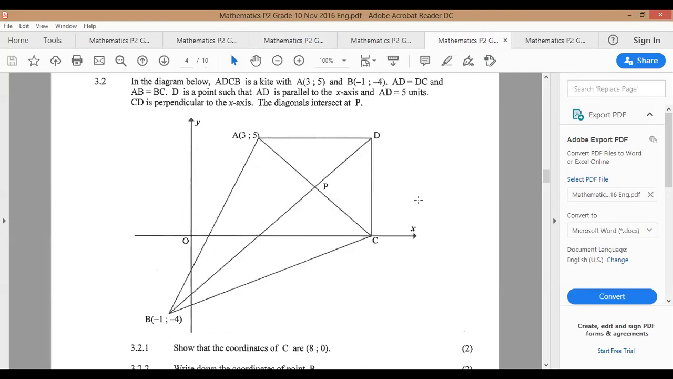So guys, in an exam, they can ask you anything. They can ask you a rhombus. They can ask you a parallelogram. And you have learned your shapes, guys, from preschool, if I'm not mistaken.